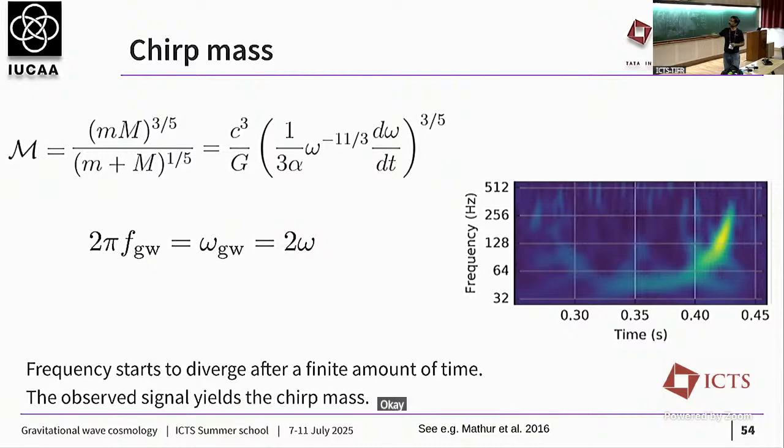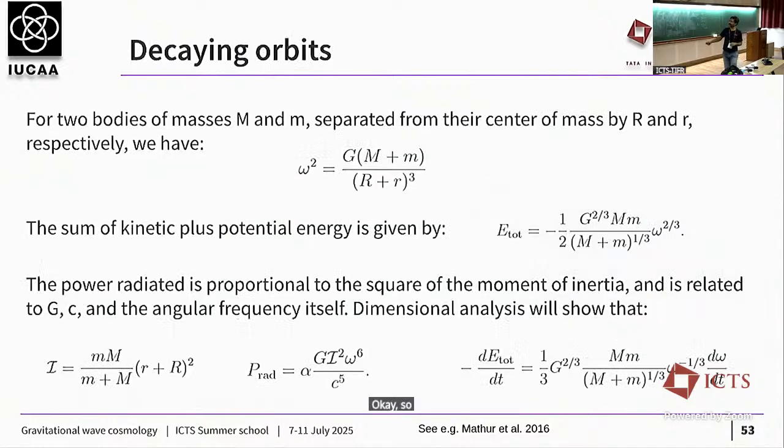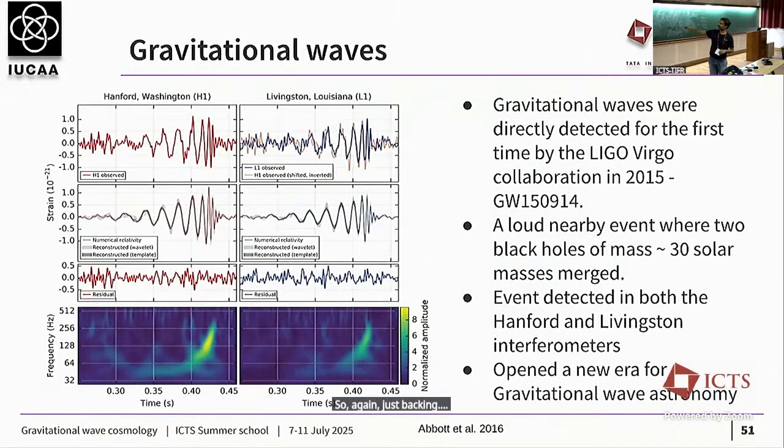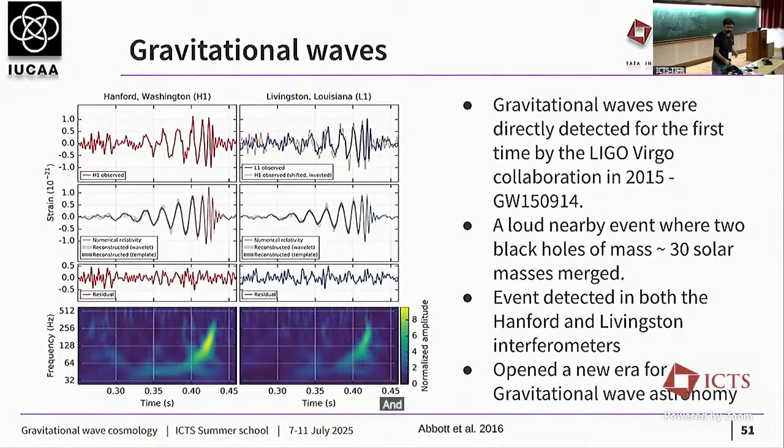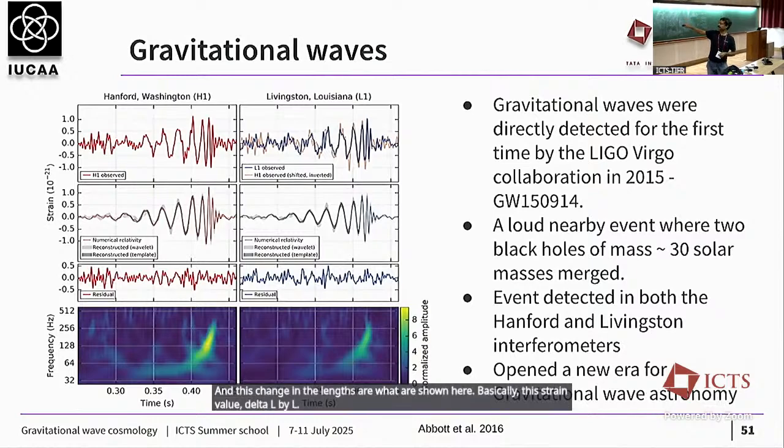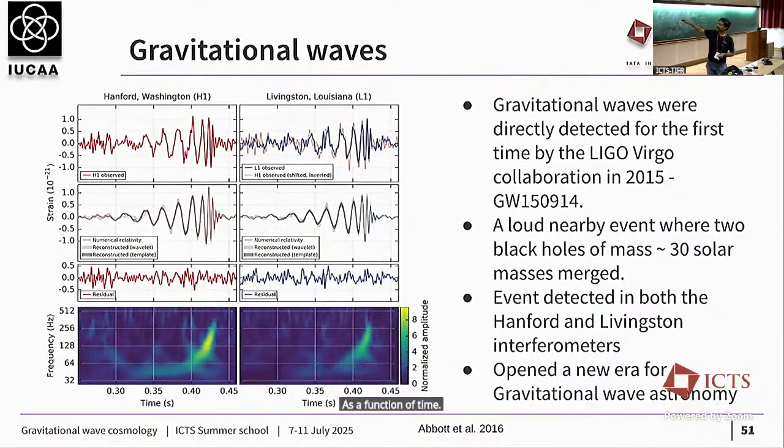Okay, and so the observed signal then can give you the chirp mass. Okay. So again, just backing up, what you observe in the interferometers is the change in these lengths that are happening in the arms of the interferometer. And this change in the lengths is what is shown here, basically this strain value, delta L by L, as a function of time.